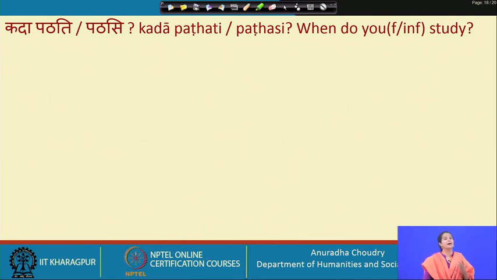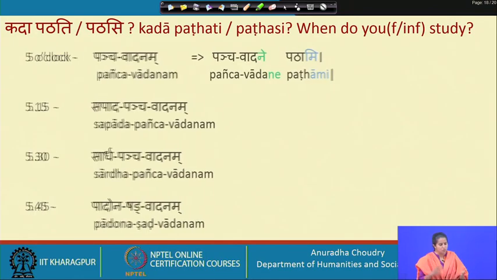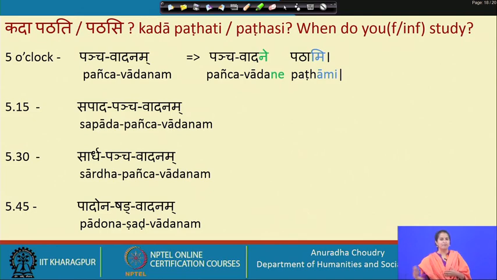So, if you had a question like kada pathati, a formal second person question. So, kada pathati, or in the informal case kada pathasi. The answers could vary. So, if you wanted to say I study at 5 o'clock, aham panchavadane, so panchavadane pathami. Otherwise, you can also say aham sapad panchavadane pathami. So, if I asked you the question bhavan kada pathati and you wanted to say at 10 o'clock I study, what would it be?